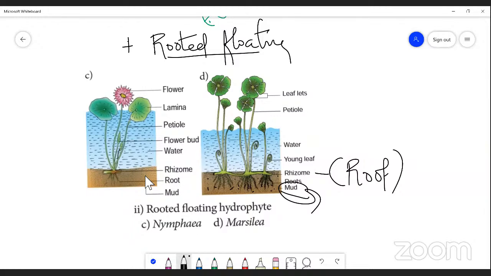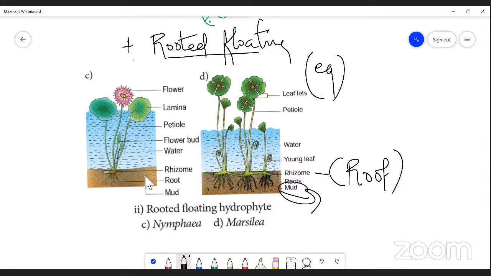Dear students, do you understand what a rooted floating hydrophyte is? The plant is rooted in the soil and it floats its leaves on the surface of water. That's called a rooted floating hydrophyte. I have given a number of examples: Nymphaea and Marsilea. Which of the following is an example of rooted floating?